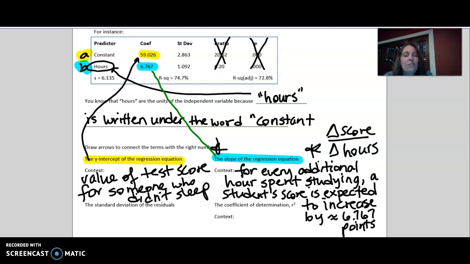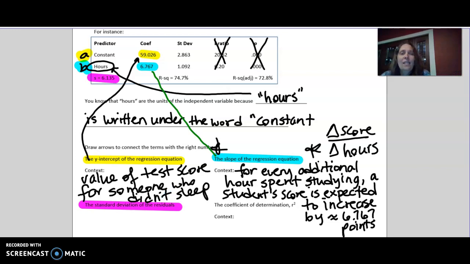As far as standard deviation of the residuals is concerned, that is going to be here, S, 6.135. I don't know that they'll actually ask you about that, but it is on the chart and I wanted to let you know. The smaller the standard deviation, the better, because again, that's saying that there's not so much extra noise, there's not so many differences between the actual data and the expected data.